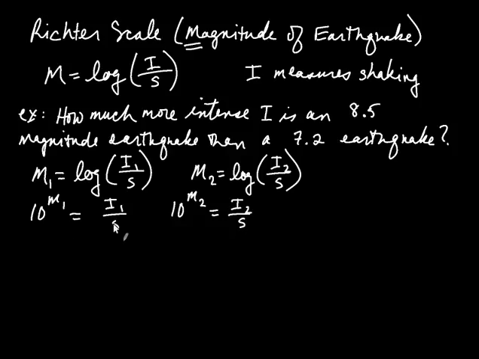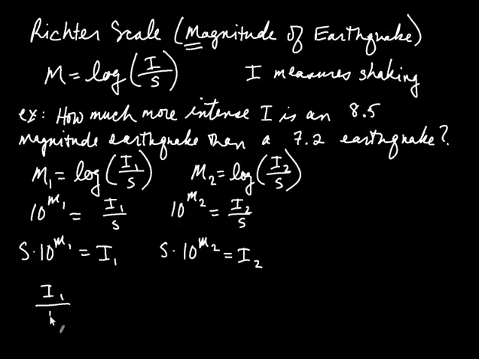Now to get I1 and I2 by themselves, we multiply both sides by S. So S multiplied by 10 to the m1 is equal to the first intensity. And over here, S multiplied by 10 to the m2 is equal to the second intensity. Now they say how much more intense. In other words, it's an issue of comparison. So we take this intensity and divide it by that intensity, and we get I1 divided by I2.